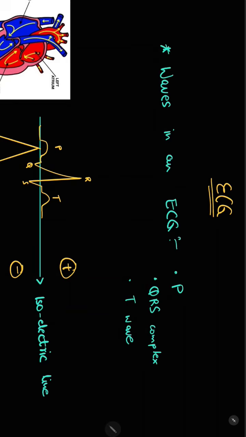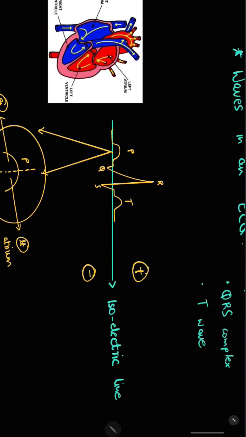So today we are going to just discuss the P, QRS and T waves. I'm going to make it simple. So let's start. We have got the ECG waves here. We have got the P wave, the QRS complex, and the T wave. Okay, so we'll go with the first wave.